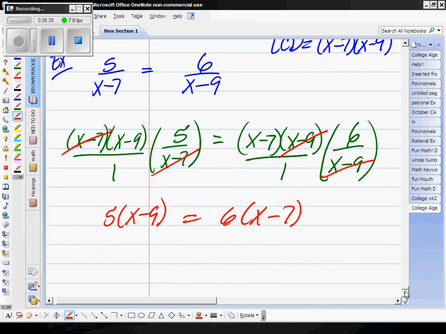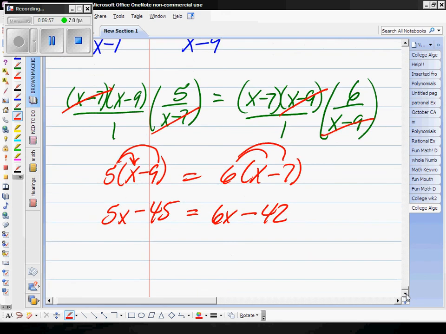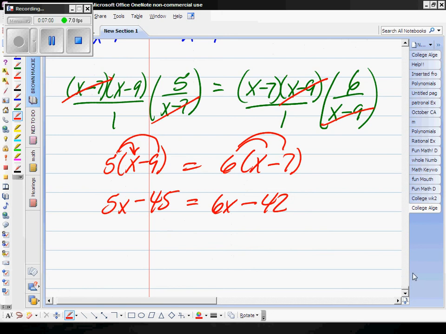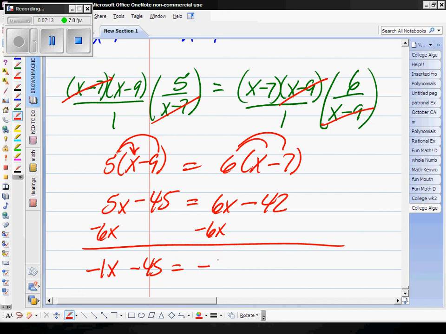So before I do anything else, I need to distribute. So that gives me 5x minus 45 equals 6x minus 42. So subtract the 6x from both sides, right? And then that'll leave me with negative 1x minus 45 equals negative 42.